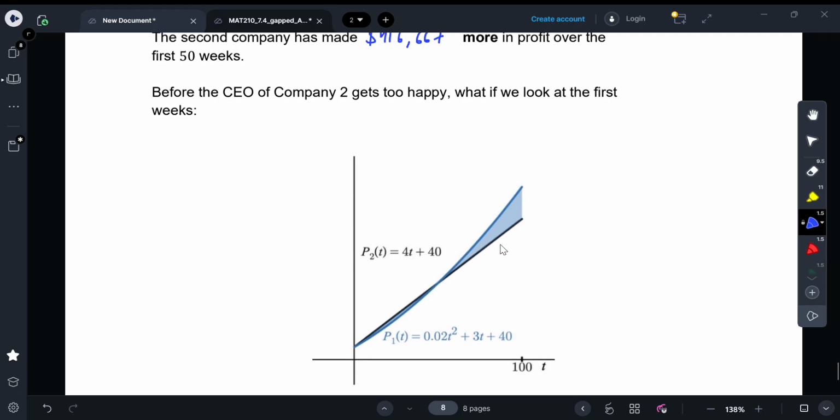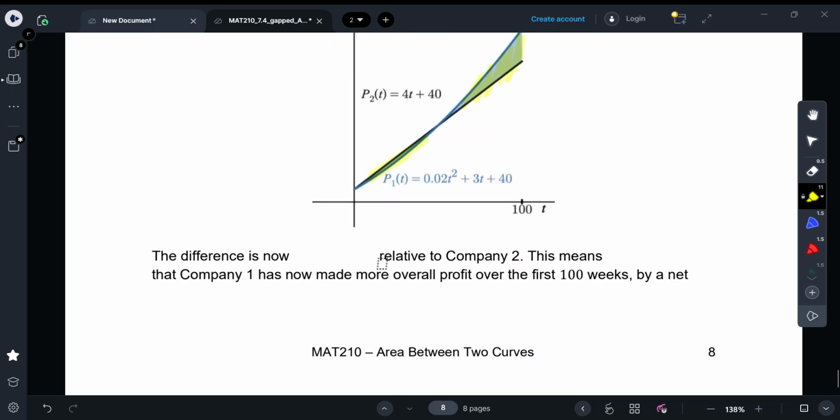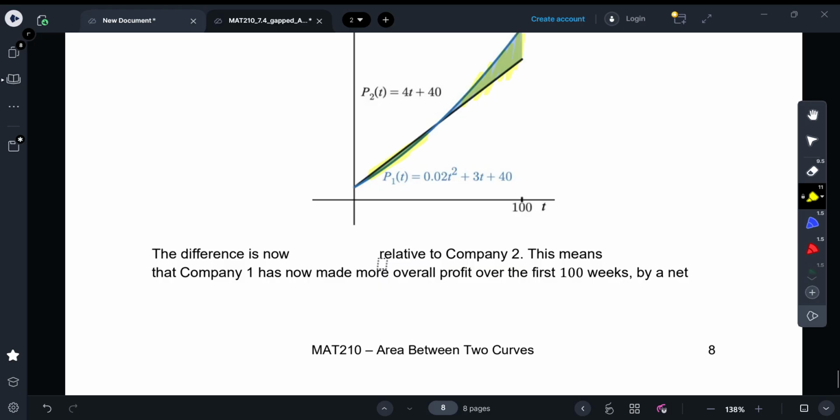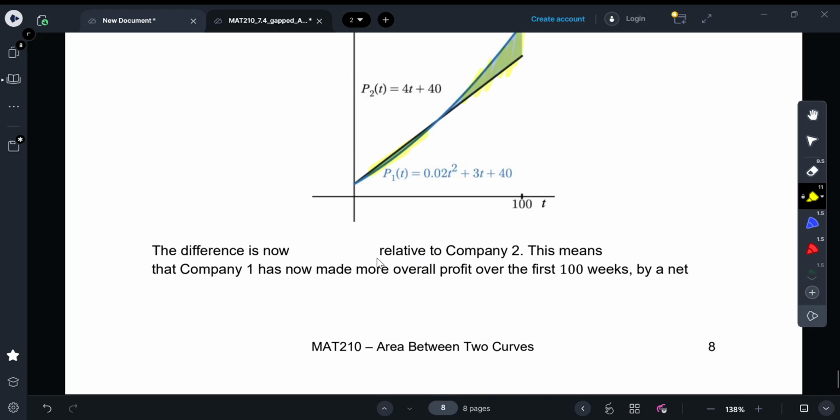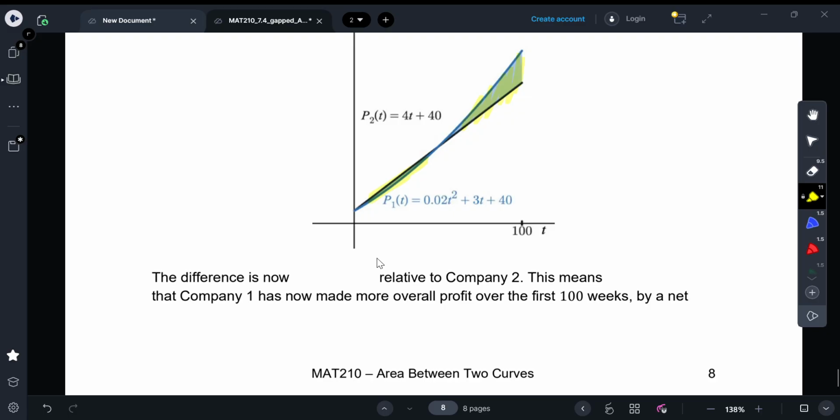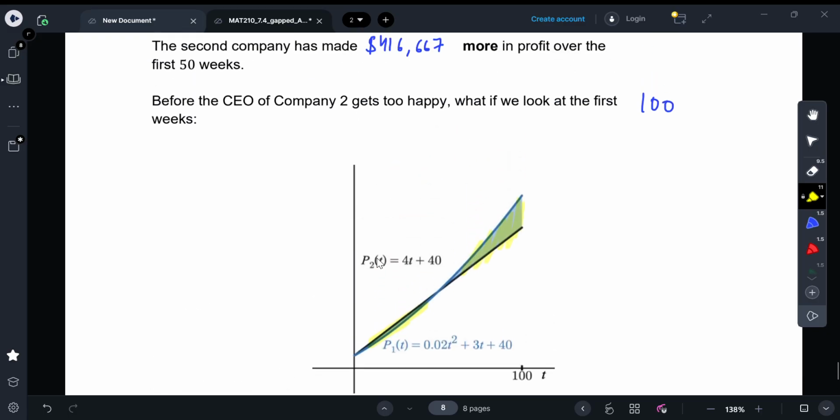Before the CEO of company 2 gets too happy, oh my God, look at this one. What if we look at the first 100 weeks? And I guess you see what is happening here, right? The gap that the second company was being happy for, oh God, it's gonna be a big loss, right? If I check the difference now, right?